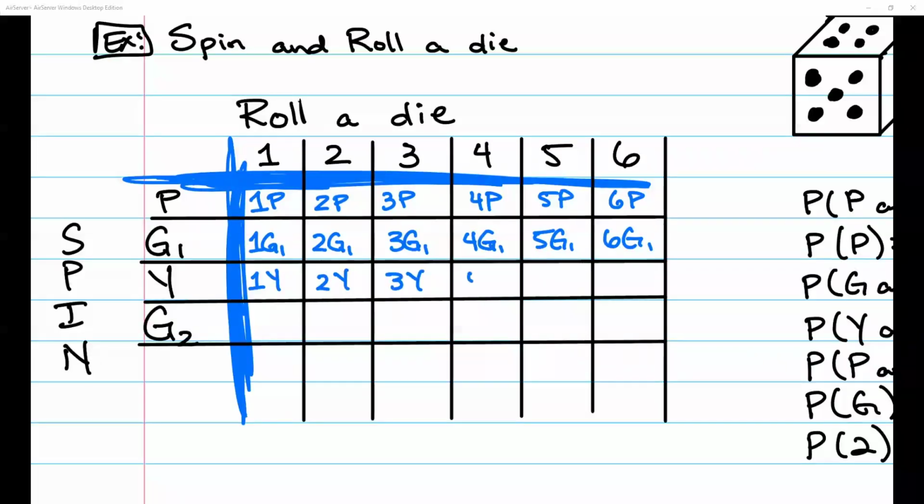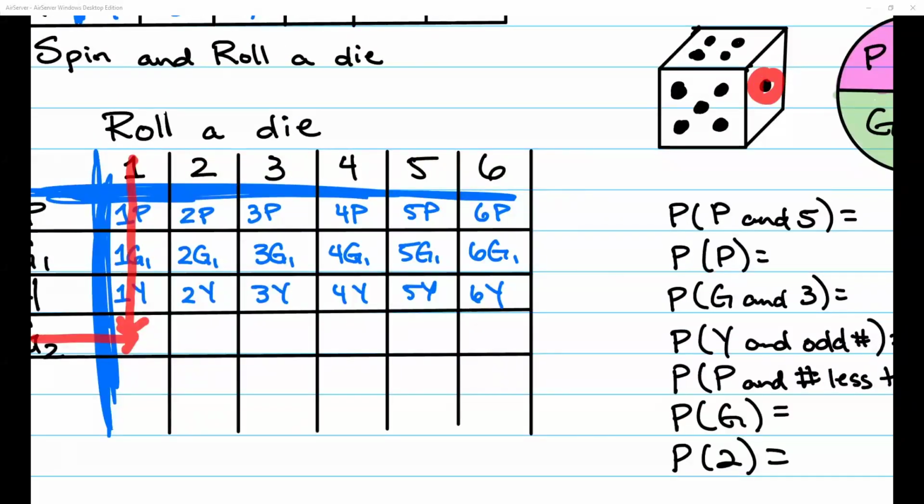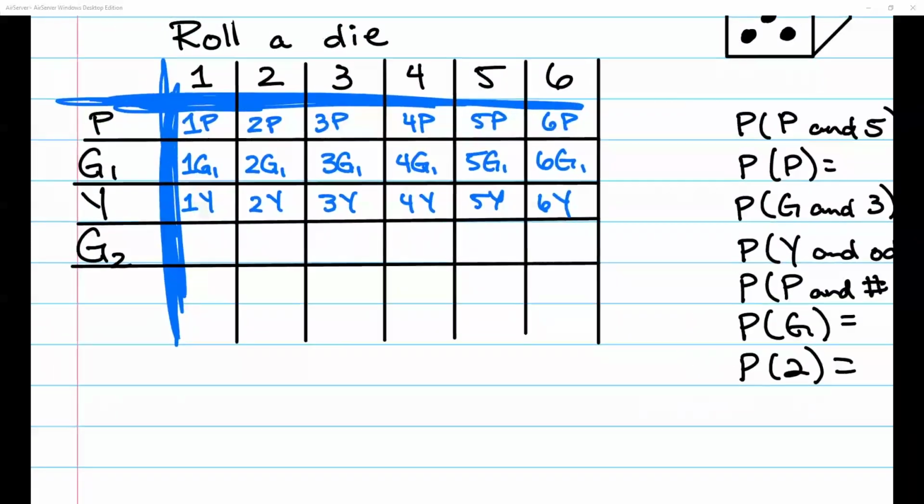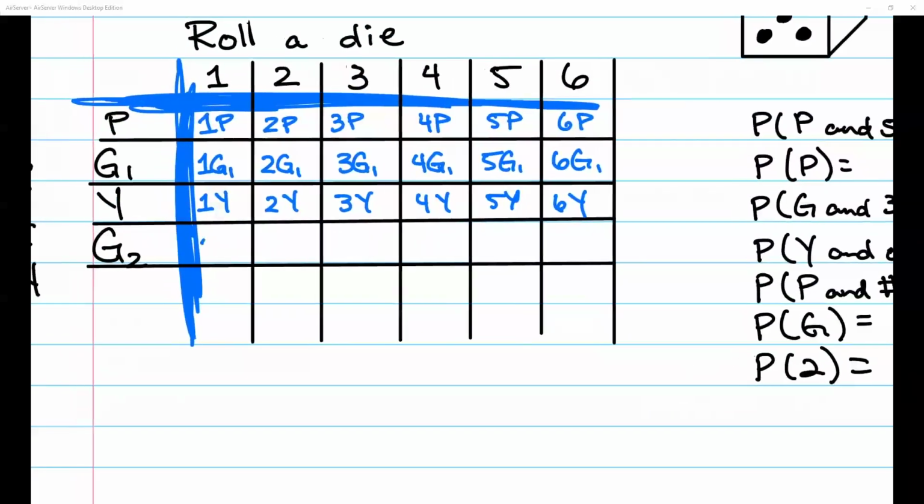2Y, 3Y, 4Y. That's what happens when I try to go too fast. 5Y, 6Y. And then last one, this one is I rolled a 1, but this time I landed on the second green spot. So not only did I roll on this one, but when I spun my spinner, I landed on this piece of the spinner. So I'm going to call this 1G2. This is going to be 2G2, 3G2, 4G2, 5G2, 6G2.